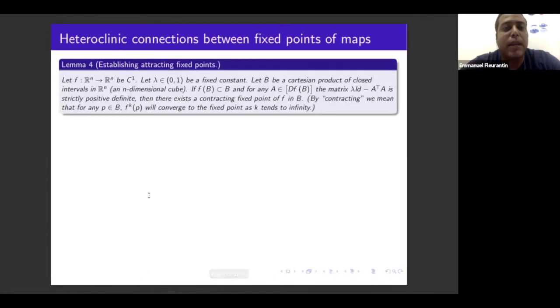So here we show you, well, this is something that's known, how to establish an attracting fixed point. We say let F from R^n to R^n be C^1, and we pick a constant lambda in (0, 1). Let B be a Cartesian product of closed intervals in R^n, which is an n-dimensional cube. If F maps B to itself, and for any A in the interval closure of DF(B), the matrix lambda times identity minus A transpose A is strictly positive definite, then there exists a contracting fixed point of F in B.